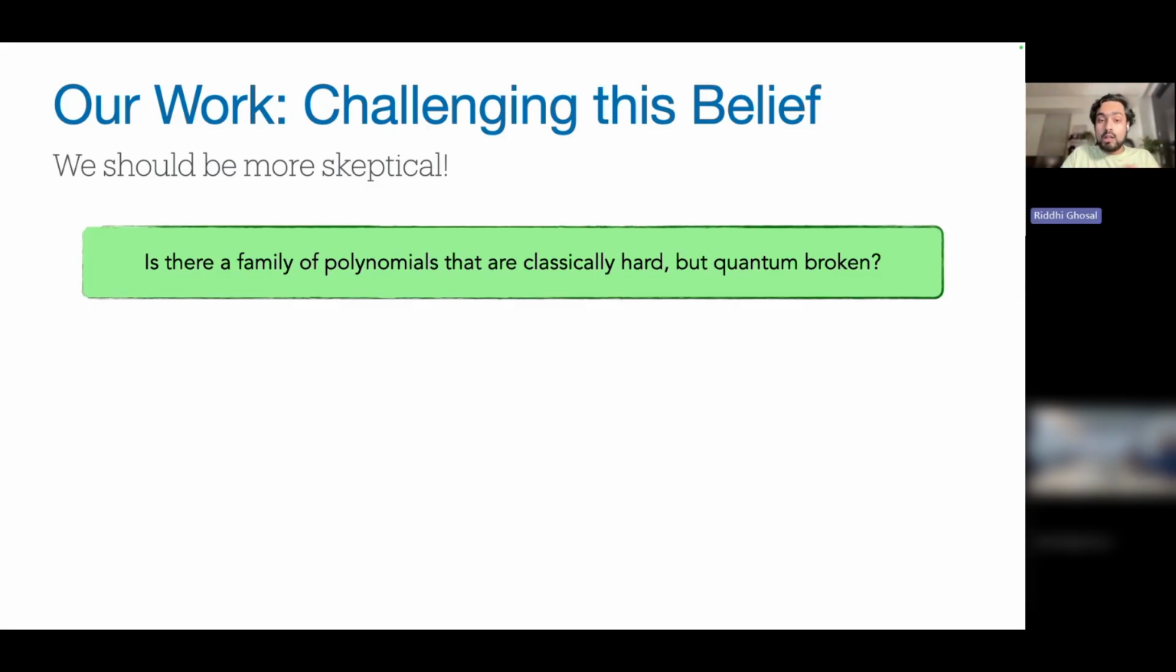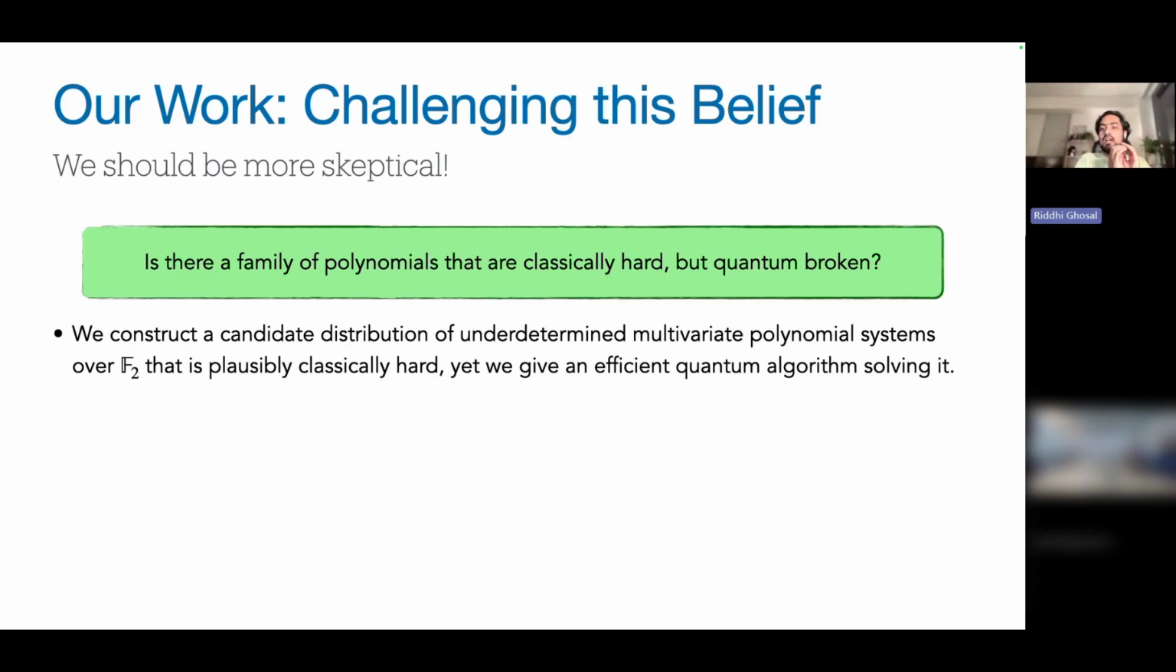So this is the question that we ask, and specifically, as a one slide conclusion of what we're able to achieve, we present a candidate distribution of polynomial systems over F2. The F2 is not important. You can do it over any field Fq. That is plausibly classically hard. And yet we give an explicit quantum algorithm that solves it in polynomial time.